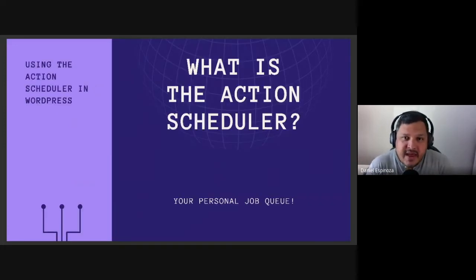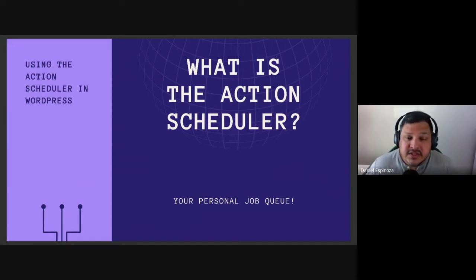So now that we've seen what was out there, the Unix cron and the WP cron, let's move on to the Action Scheduler, what it is. You may or may not have heard about the Action Scheduler before. If you're in the WooCommerce world, you probably have heard about it. If you are dealing in any other plugins, you may have seen the WP cron used.